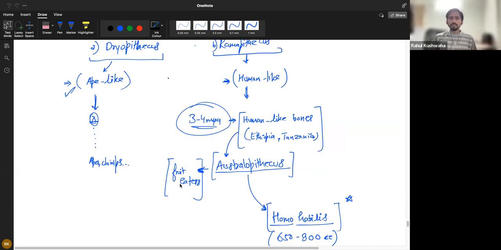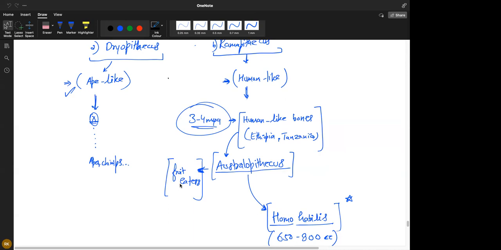Now, how do we know they were fruit eaters? Every point is worth questioning in science. Just by looking at a fossil, is it even possible to tell that they were fruit eaters? No, sir. No, it is not. So, yeah. At that time, they did not have the skill to hunt. So how do we know that?